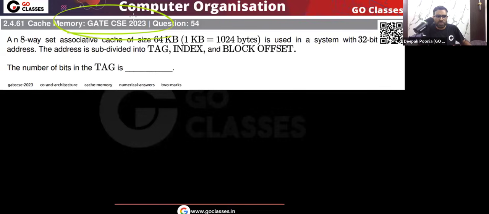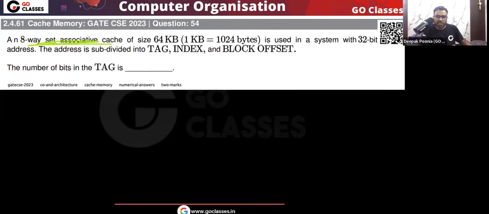Let's solve the GATE 2023 question. An 8-way set associative cache. The cache memory size is 64 KB. 1 KB means 1024 bytes, which means 2 power 10 bytes. And the system has a 32-bit address. The address is subdivided into tag, index, and block offset.